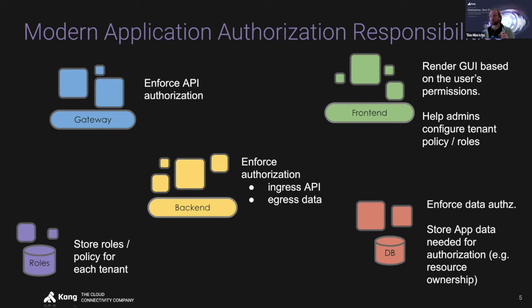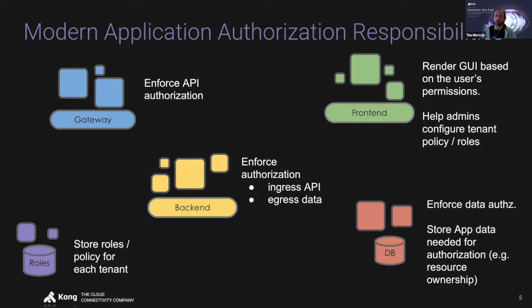So the gateway is a wonderful place to enforce API authorization for external, customer-facing, user-facing APIs. The backend is really responsible for enforcing, maybe at a finer level of granularity, those external-facing APIs. But the backend is also responsible for, and the only place to enforce, authorization controls over the internal APIs within an application. Why? Because those internal APIs simply don't go through the gateway.